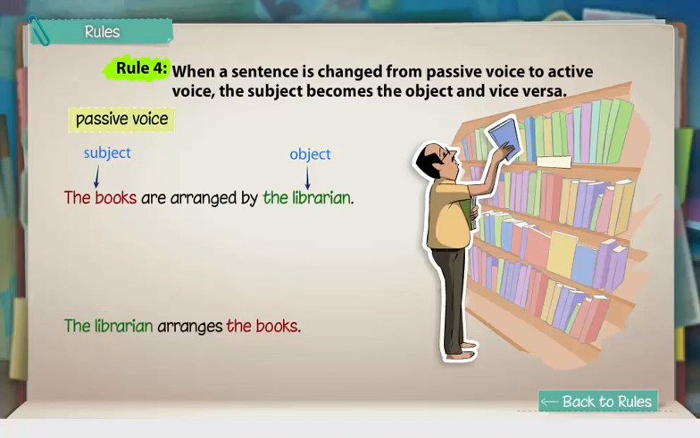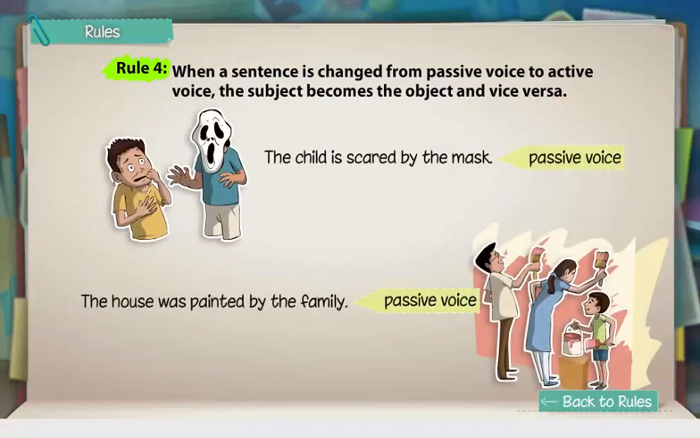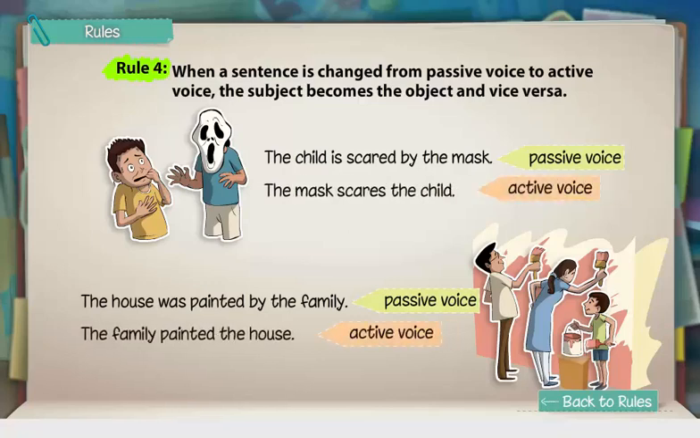When the sentence is in the active voice, the doer of the action is followed by the action, and then by the receiver of the action. Notice that the form of the verb also changes when the sentence is converted to the active voice. Here are some more examples of sentences that have been changed from passive to active voice.